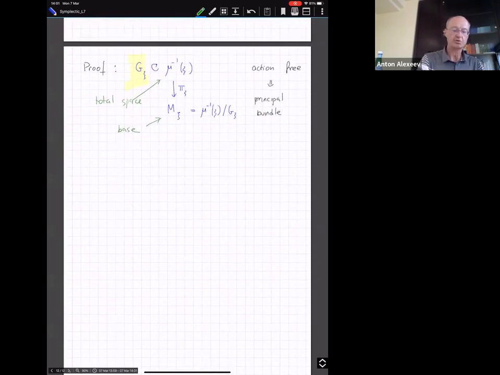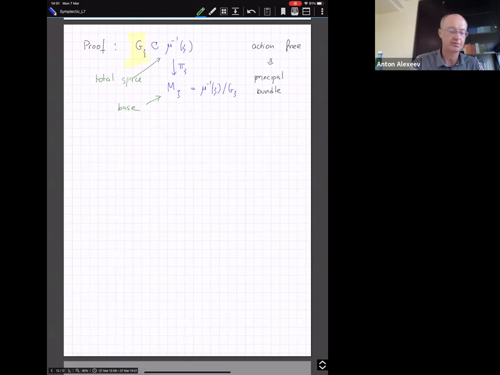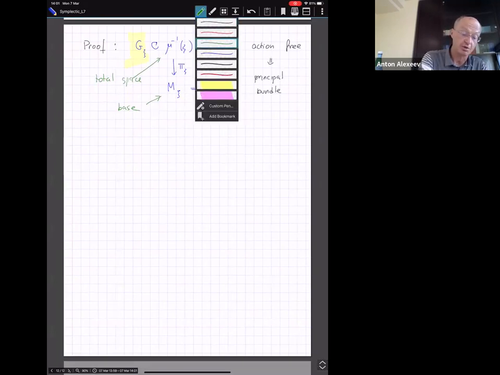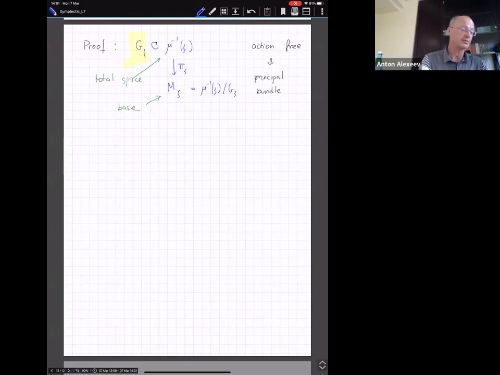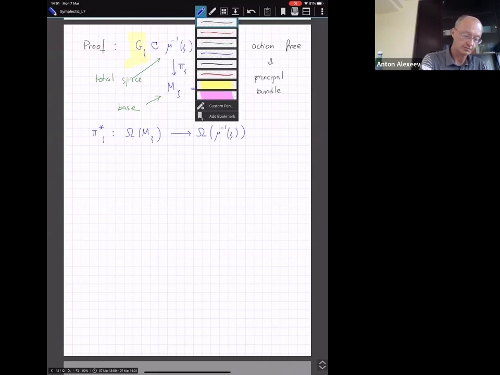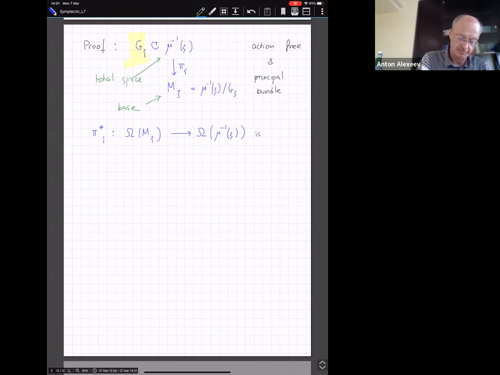Now, maybe you're not all very familiar with the geometry of principal bundles, so let me give you a little bit of information. Of course, pi star psi maps differential forms on the base to differential forms on the total space. And this map is injective.